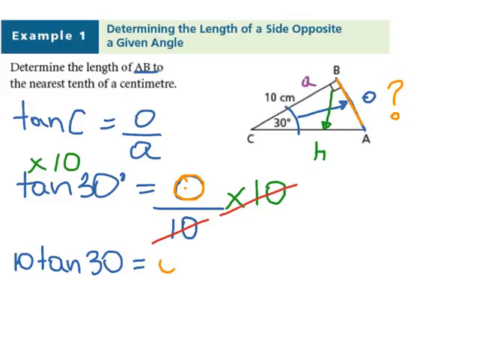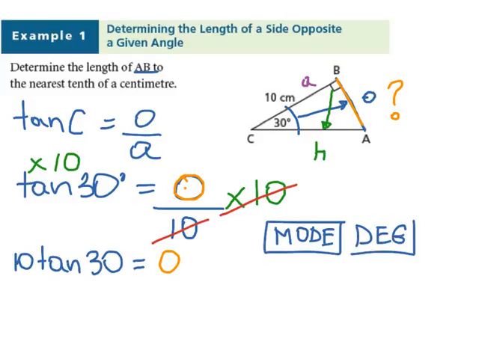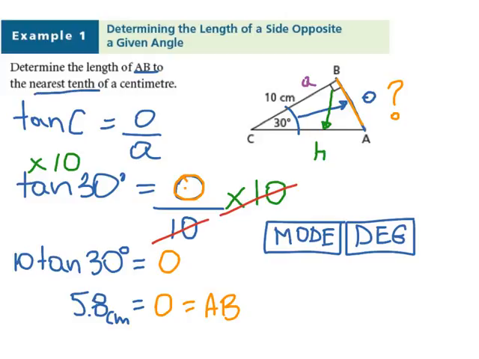On your calculators, don't forget that your mode has to be switched to degree mode, DEG, in order for your answer to come true. So therefore the opposite side is 5.8 centimeters. That's your opposite side, or side AB of the triangle. Notice that you have to be careful that we are rounding to the nearest tenth.